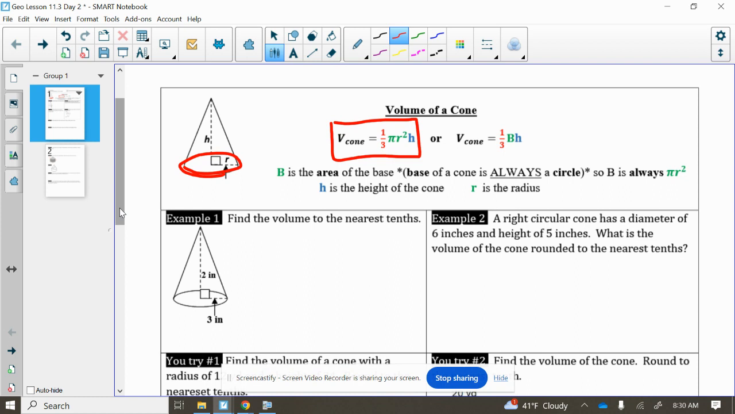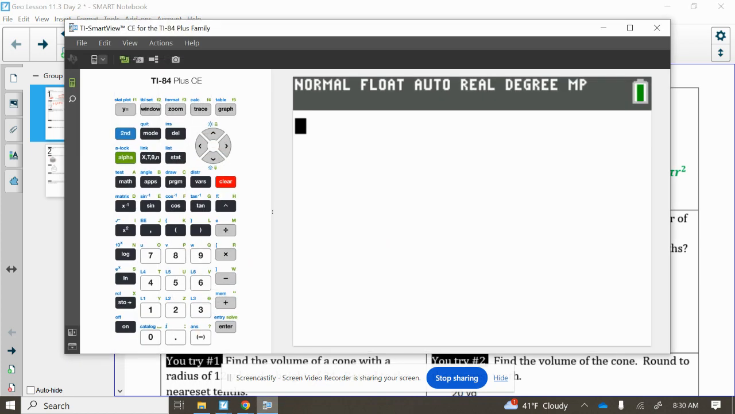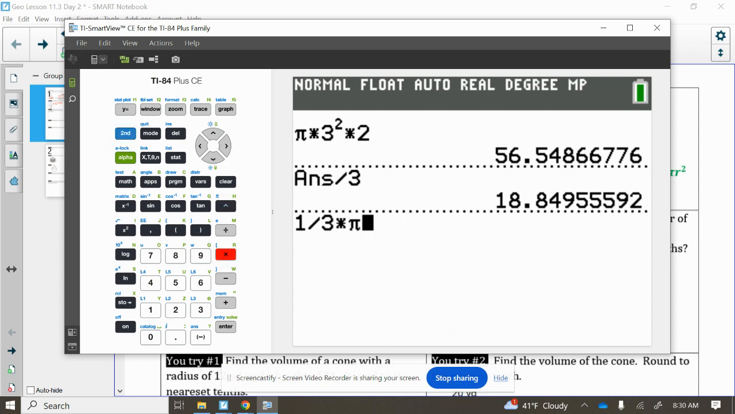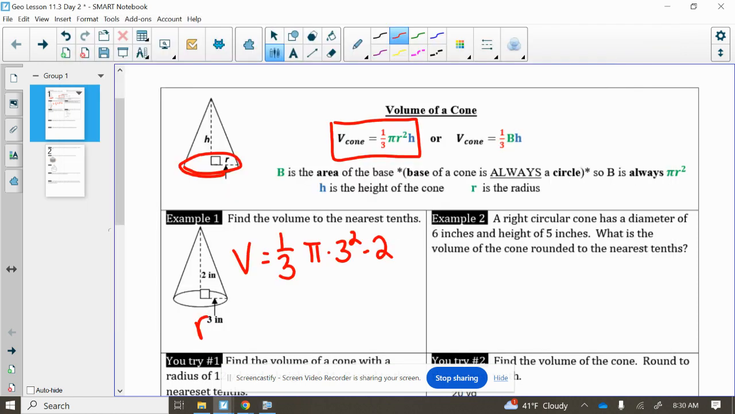So when we are looking to find the volume of our cone rounded to the nearest tenths, we would take 1/3 times pi times our radius value, which here is 3, squared times the height of the cone. So again, when you type this in, you could take either pi times the radius squared times the height, and then divide that value by 3. Or from the get-go, you can just type in 1 divided by 3 times pi times the radius squared times that height, and get the 18.8 either way.